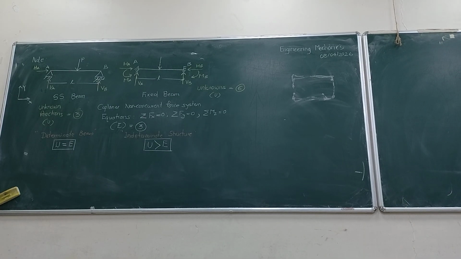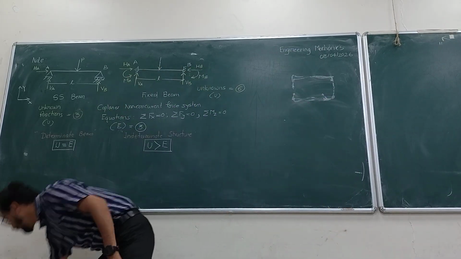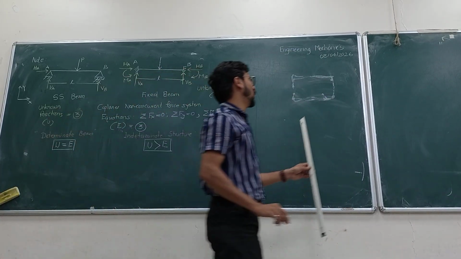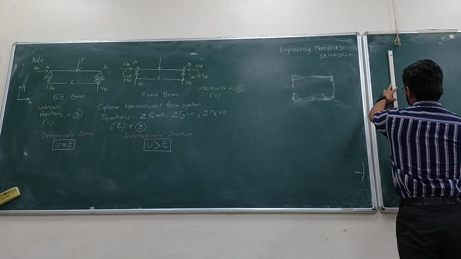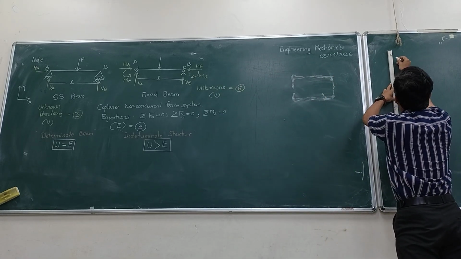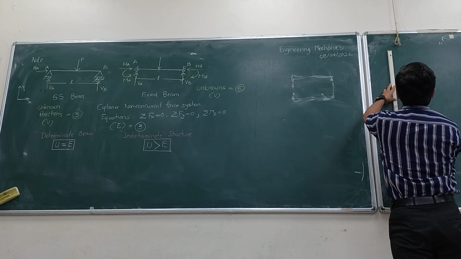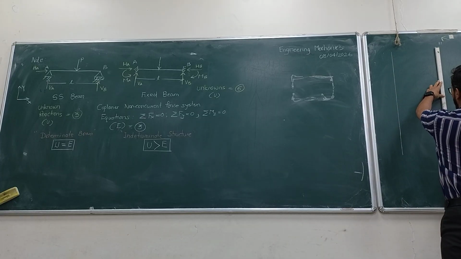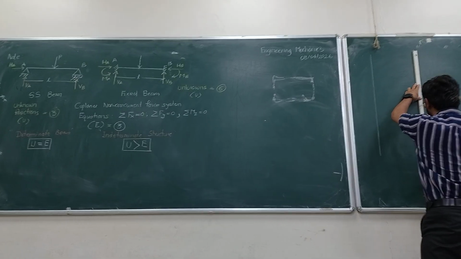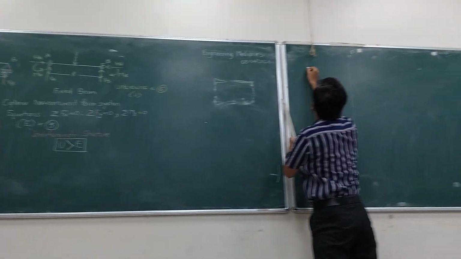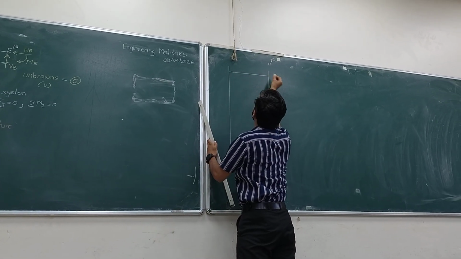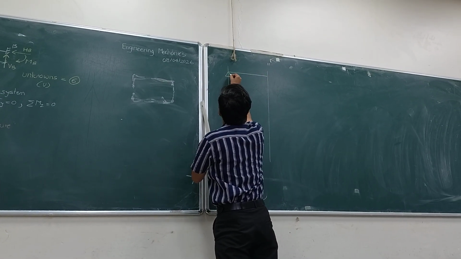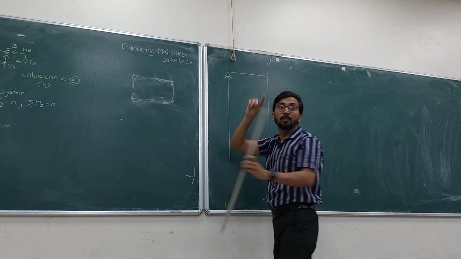Let us go quickly through the problem of UVL. What type of beam is it? Simply supported beam, A and B.